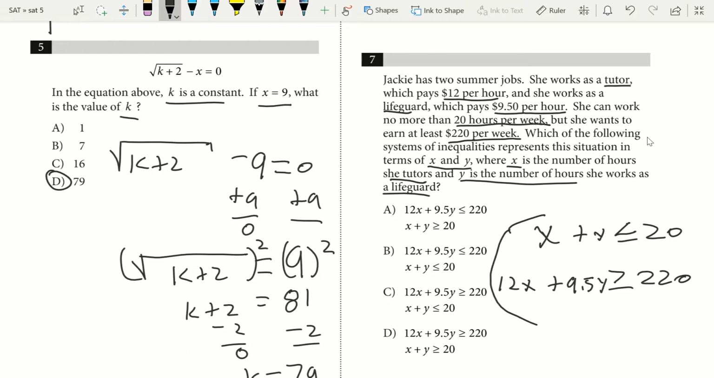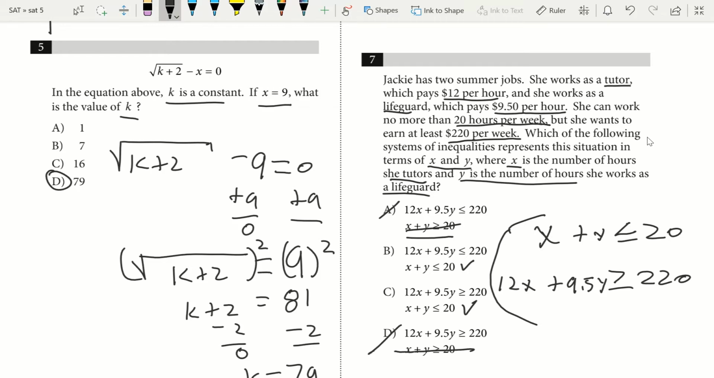So we have x plus y is less than or equal to 20. Well, A says that x plus y is greater than or equal to 20, which is wrong. B says that x plus y is less than or equal to 20, which works. And C says x plus y is less than or equal to 20, which works. D says that x plus y is greater than or equal to 20, so D is out.